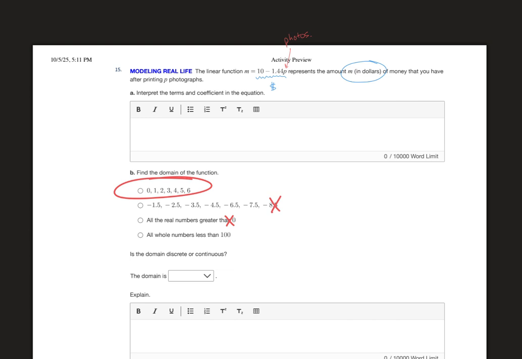I mean, I guess, hang on. No, sorry. It would not be all real numbers, because all real numbers, like 2.5, is a number, right? But you're not printing 2.5 photos. All whole numbers less than 100? I mean, no. I guess not.